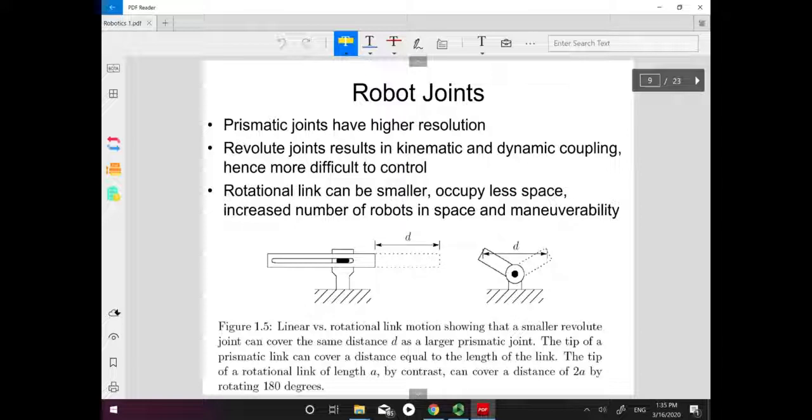The revolute joints result in kinematic and dynamic coupling. For example, this is a revolute joint, which can achieve rotation directly. If we count the distance from here to here, that is d2. From these two figures, we can see that the rotational link, which is the revolute joint, needs smaller space to achieve this d, and the prismatic joint needs a larger space to achieve the small d. Based on different desired motions and tasks, we may use different types of joints in the manipulator design.